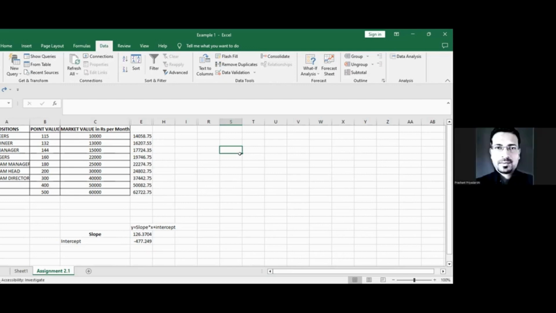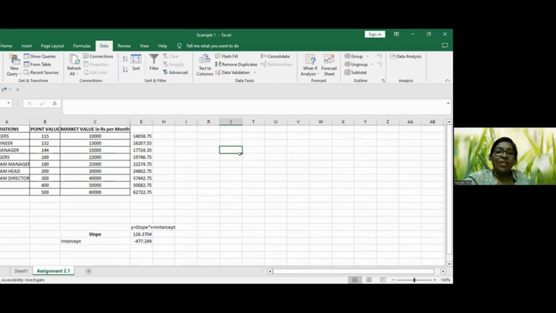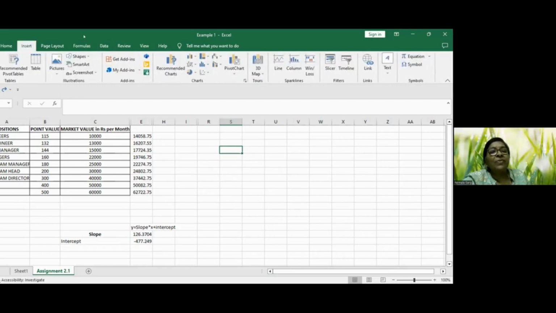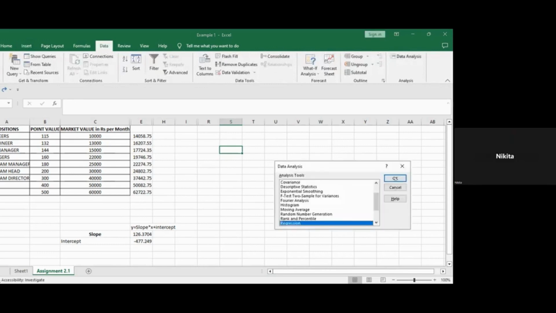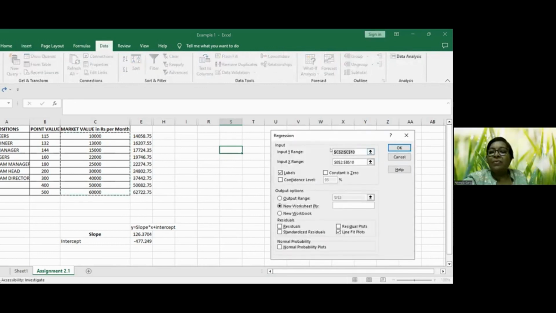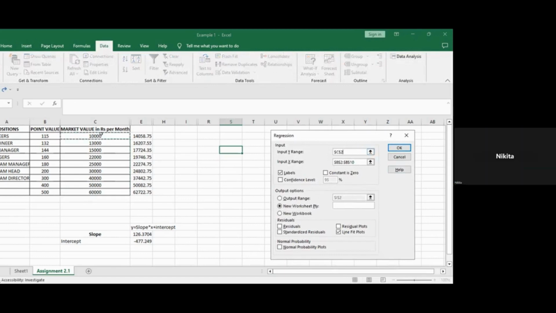Does Nikita want to do it again, that regression, so that others can see? And why did it come wrong at that point of time? So we go to Data Analysis, Regression. Let's see why it did not come right. Let's go to the input range, which is this.